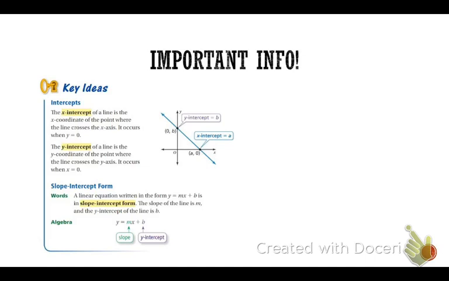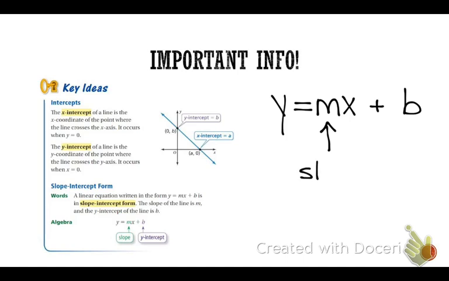But we have the equation y equals mx plus b. And this is what we call slope-intercept form. You do need to write this down in your notes. This is very, very important. Where m stands for, does anybody remember what m stands for? M stands for the slope. And b stands for the y-intercept.